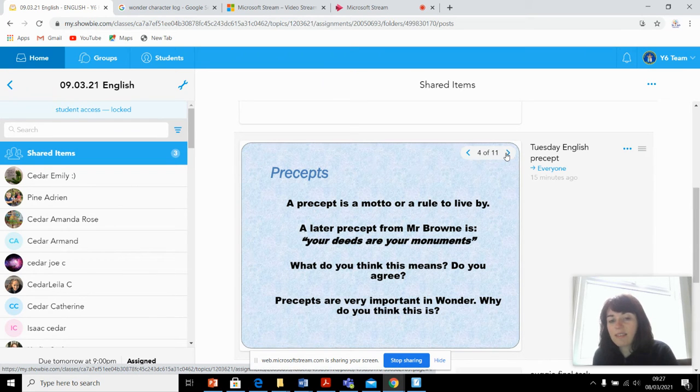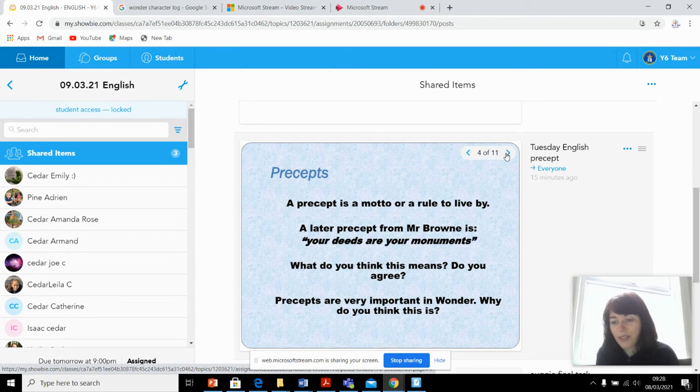So, hopefully, you've had a conversation about your deeds are your monuments now and what you think it means. And I think that it means that the things that you do are like monuments. So, monuments are big statues that stay there forever. And the things that you do in life will stay there in people's minds forever often. So, you need to remember that. So, the good things that you do, people will remember. But also, some of the choices that you might make that are wrong, even though we try to forget them, sometimes we remember them. So, your deeds are your monuments. It's like encouraging you to do good things, isn't it? To do good deeds in your life, to make good choices in your life. So it's a nice precept. It's a nice motto to live by.